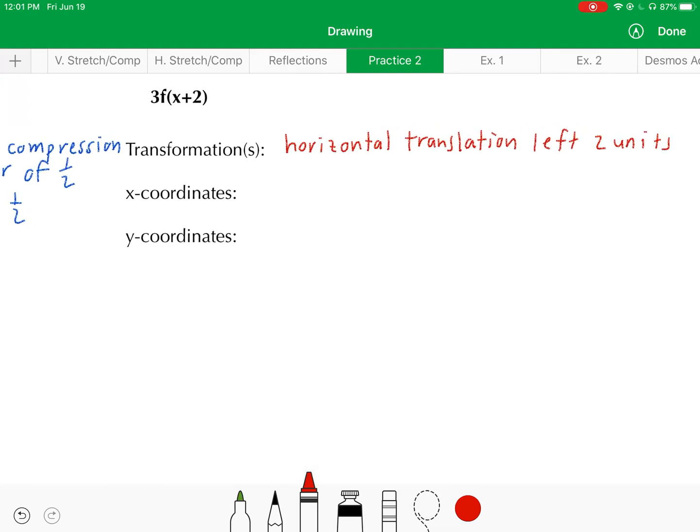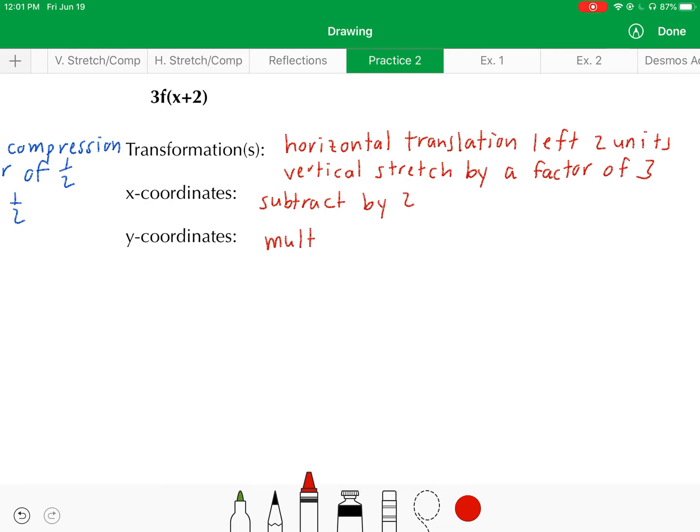And then the 3, it's multiplying outside of the function. That's going to have a vertical stretch effect. Vertical stretch by a factor of 3. All right, so your x coordinates, they're just going to be subtracted by 2. And your y coordinates are going to be multiplied by 3. Okay.